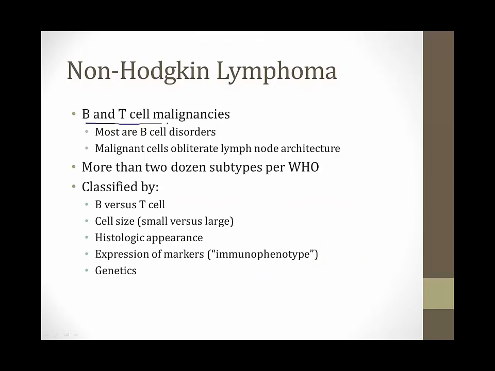So now let's talk about the non-Hodgkin lymphomas. These are all B and T cell malignancies, although most of them are B cell disorders. The B cell disorders are far more common than the T cell disorders. And in these disorders, the malignant cells obliterate the lymph node architecture and change it. We'll talk about that in more detail going forward.